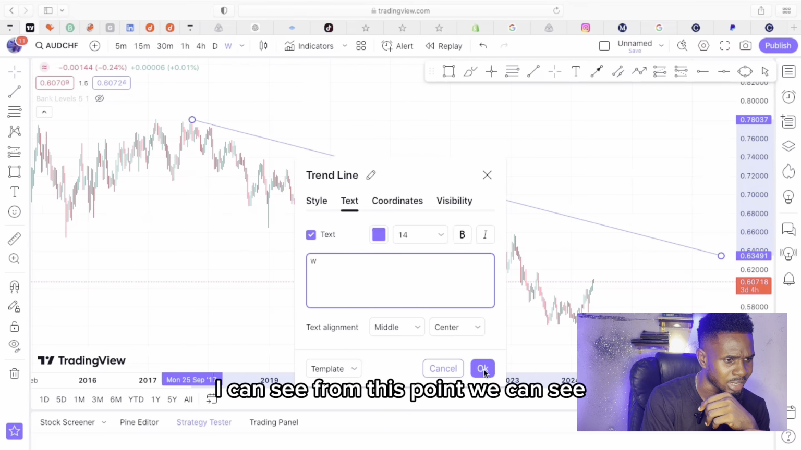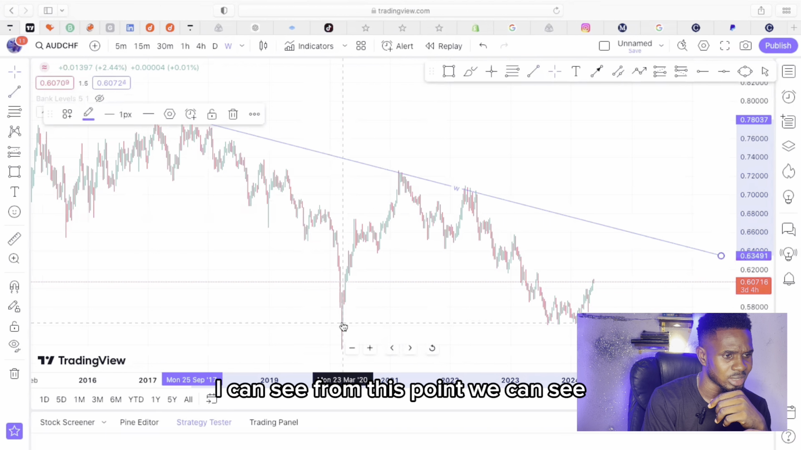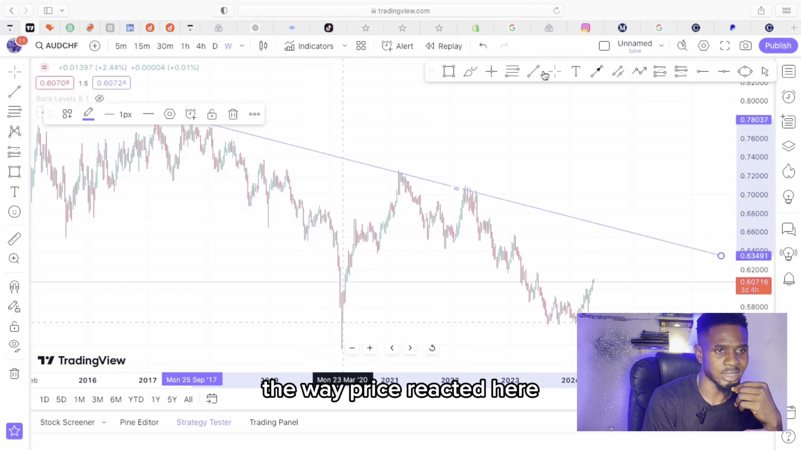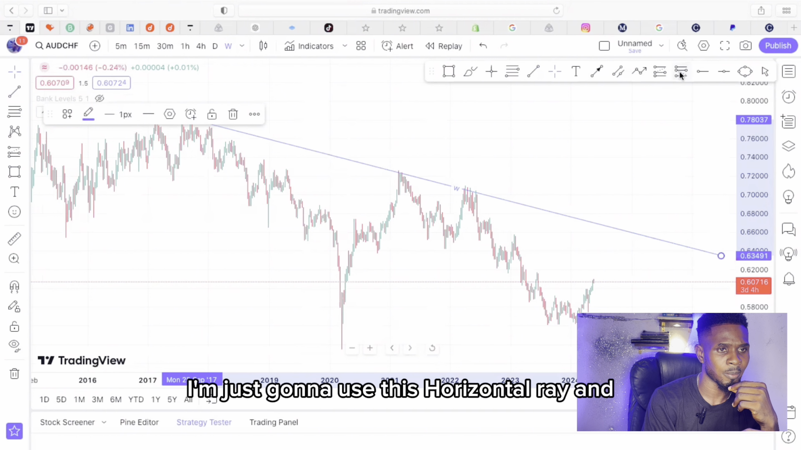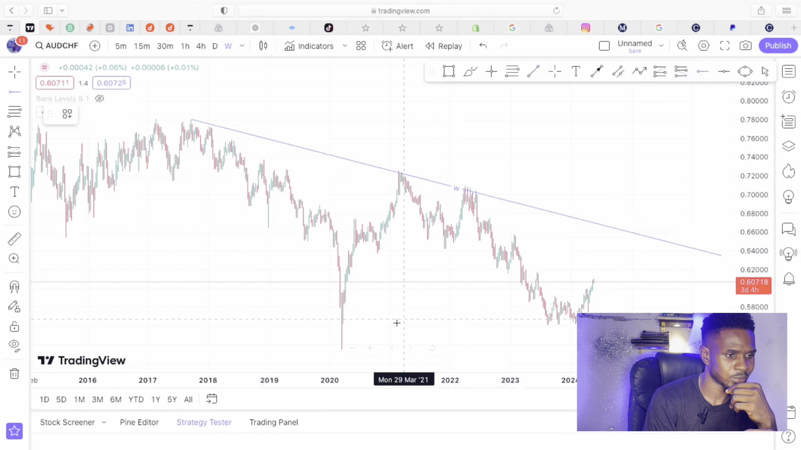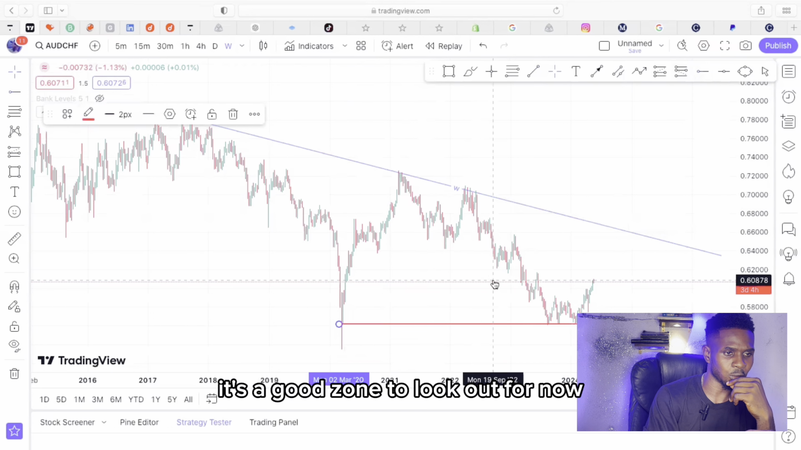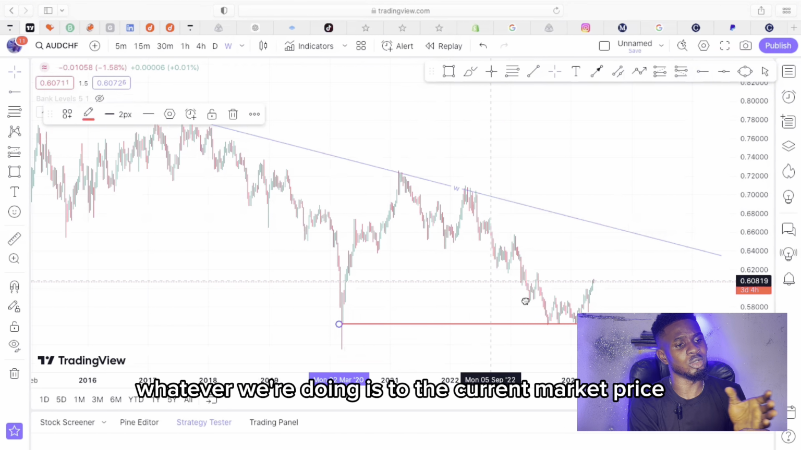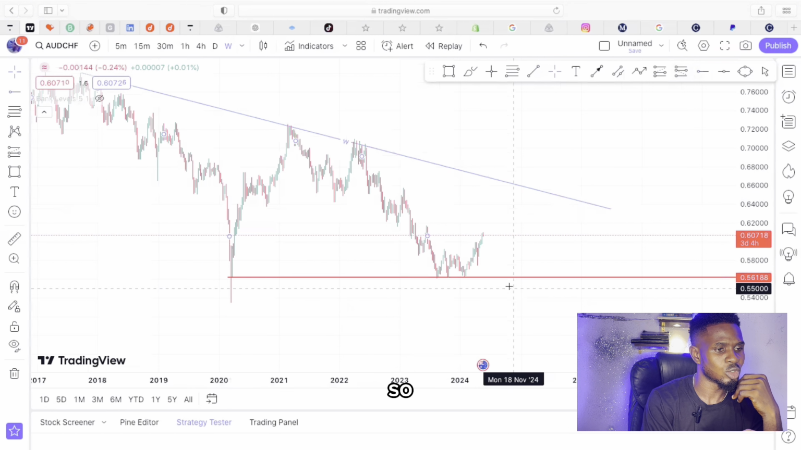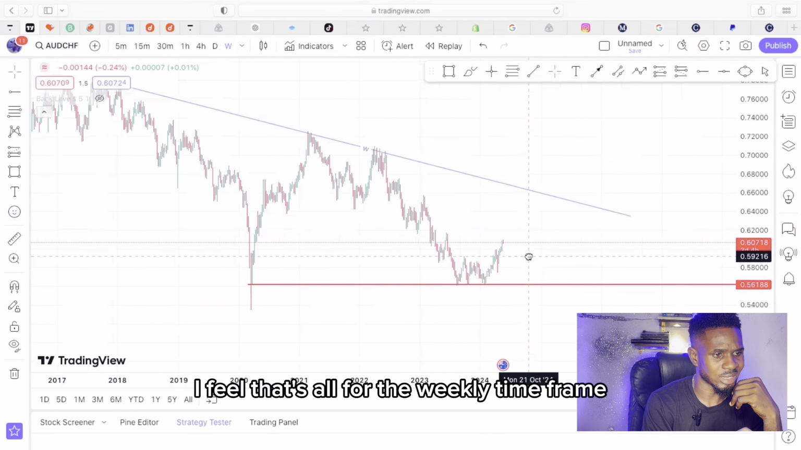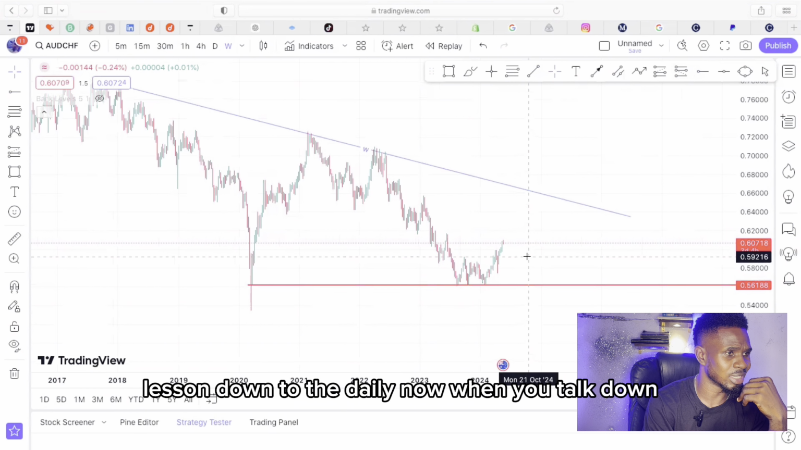When we come here, from this point we can see the way price reacted there. So I'm going to use this horizontal line and mark this point here. It's a good zone to look out for. Remember, whatever we're doing is relative to the current market price. I feel that's all for the weekly time frame. Nothing much to do on the weekly. Let's move down to the daily.